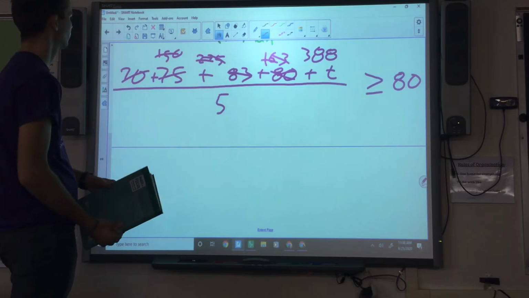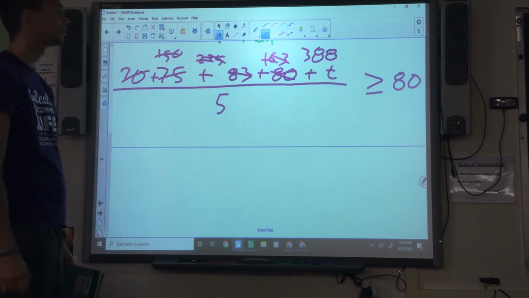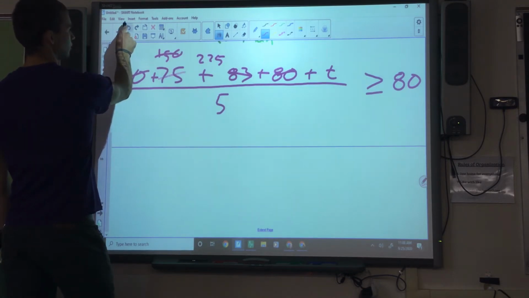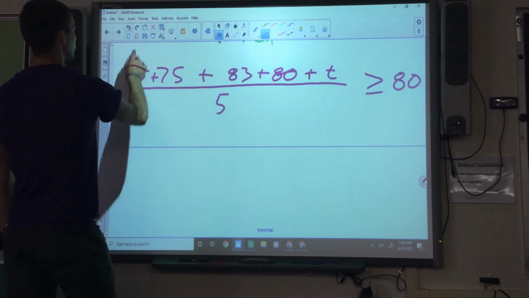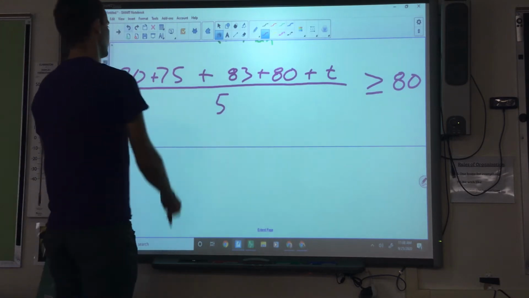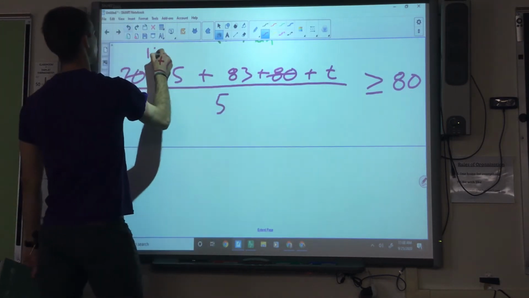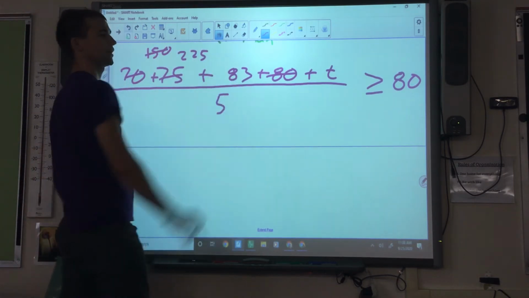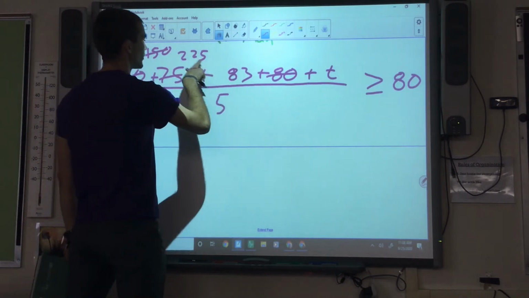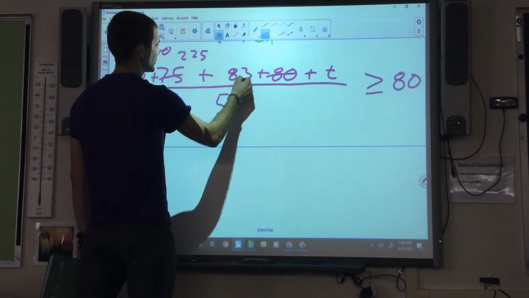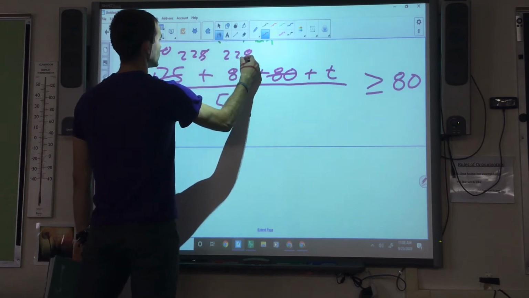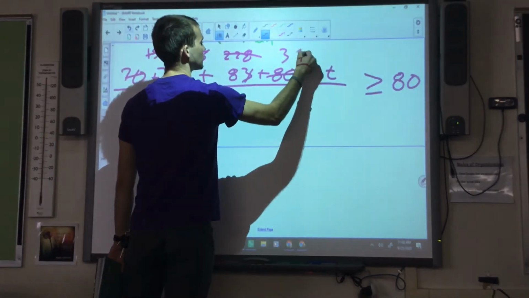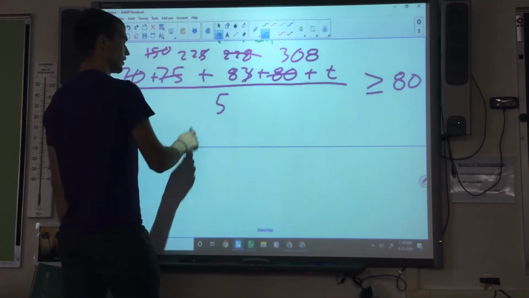Wait, did I do something wrong there? You added 80 twice. Yeah, so it'd just be minus 80. I'm just going to go back and model from the beginning. So 80 and 70 is 150 plus 75 is 225. So I've got to do 225 plus 83. If I take this and put it on here, that's 228. And then I've got 80 left, so that makes it 308. So I got 308 divided by 5.